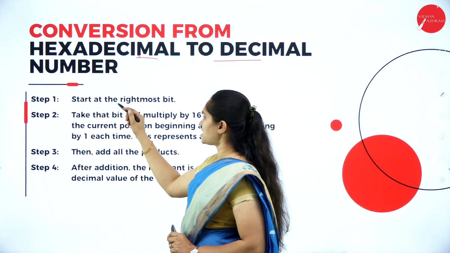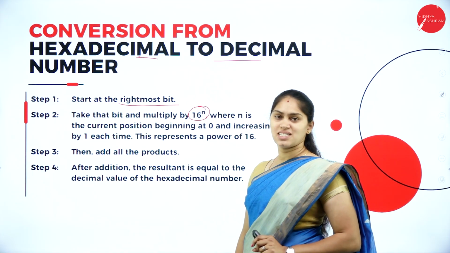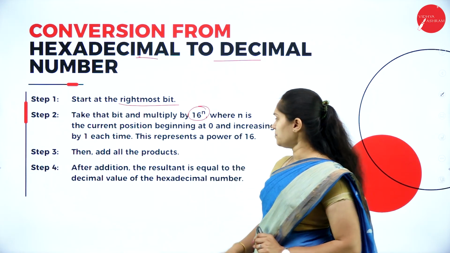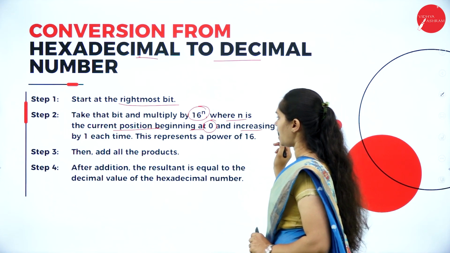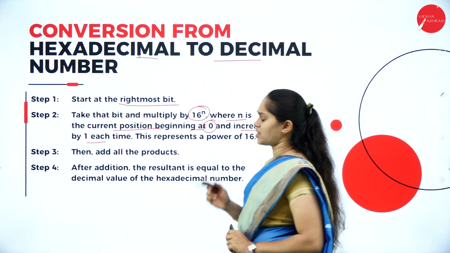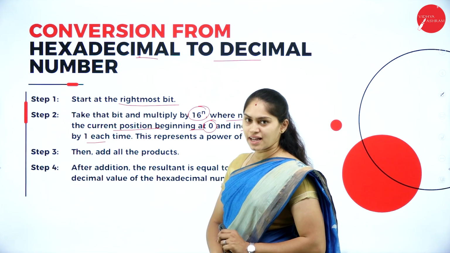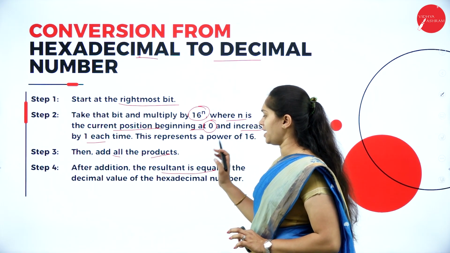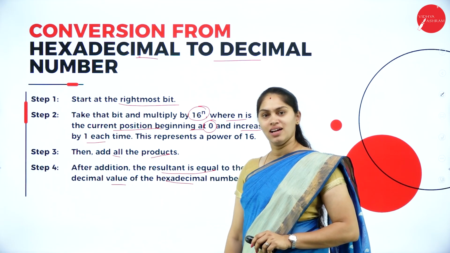What is the step? Start at the rightmost bit, take that bit and multiply by 16 power n. So 16 power 0, 16 power 1. In that manner you have to write, where n is the current position, beginning at 0 and increasing by 1 each time. Then we have to add all the products. After the addition, the resultant will be equal to the decimal value of the given hexadecimal number.